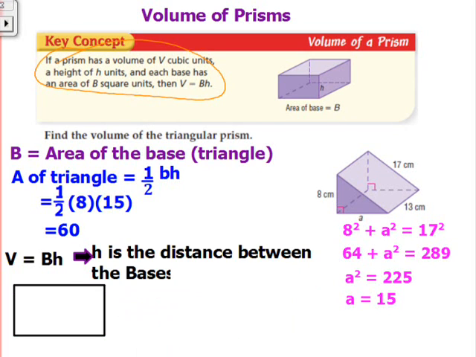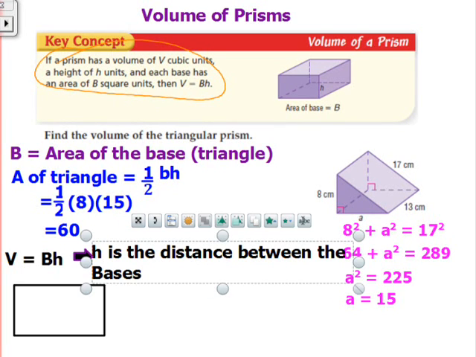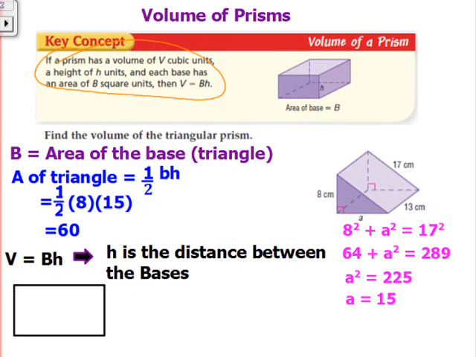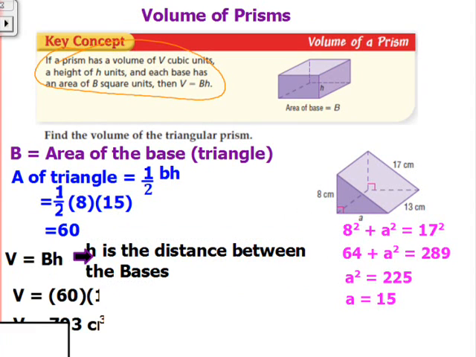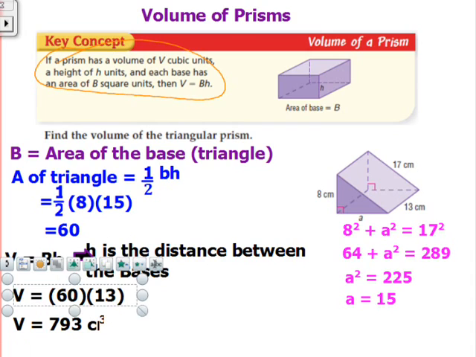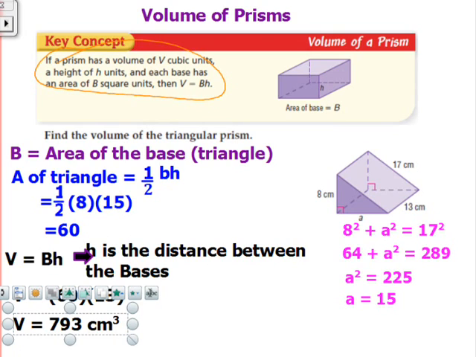From there, the volume is the area of the base, which is that 60, times the height. H is the distance between the bases. We have to remember that the height is always the distance between the bases. So we have 60, and the distance between the bases here is 13. So 60 times 13 gives an answer of 780 centimeters cubed. And that's how we do the volume of a triangular prism. Pretty easy as long as we remember to find the parts that we're missing.